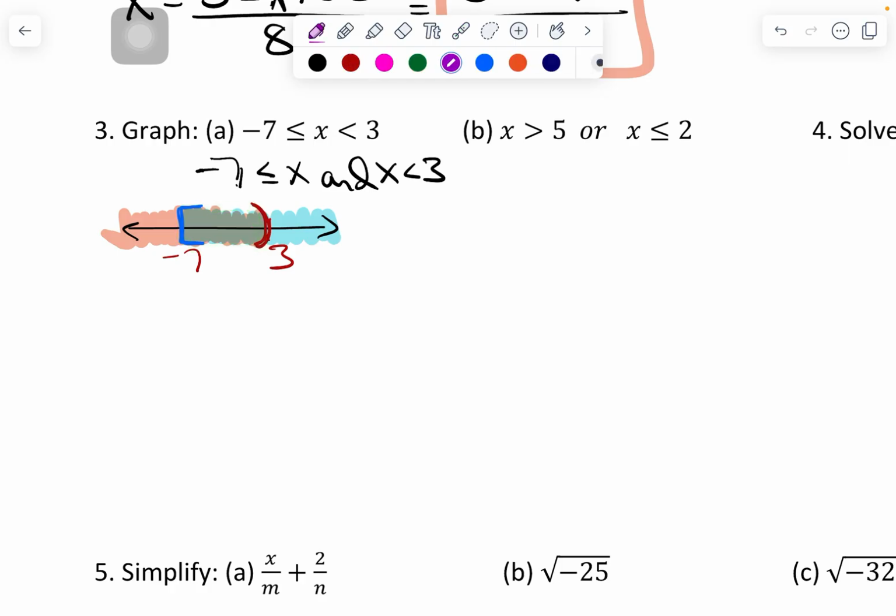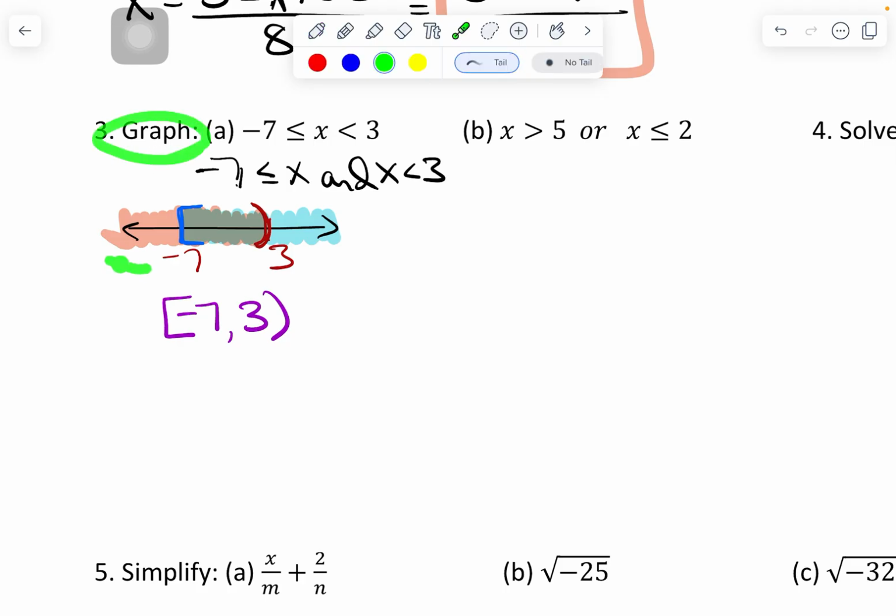So our double shading here starts at -7, and it continues until 3. -7 gets the bracket, and 3, of course, gets the parenthesis. So yes, I know the direction said to graph. Part of graphing is also writing the interval notation.